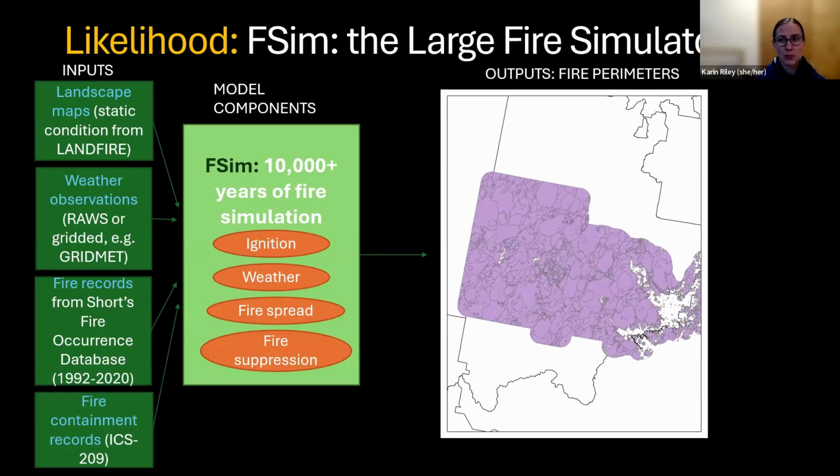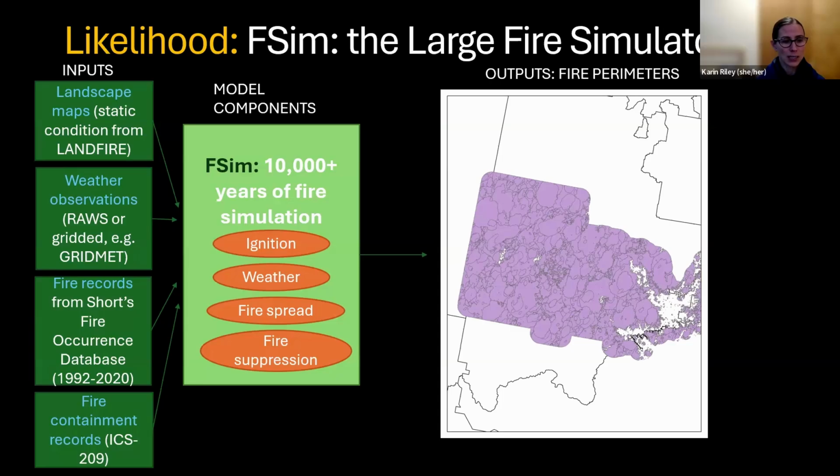There are a number of inputs we give to FSim, including landscape models. We use a static landscape that comes from the Landfire project. These are maps of things like forest cover and fuel model. We also need weather observations for this model. We get those from remote automated weather stations, or we can use gridded sources like GridMET. And then we also need fire records that we get from Karen Short's fire occurrence database, which is a really nice compendium of fires on all lands around the country. We also need fire containment records to tell us about fire duration and when fires tend to go out.